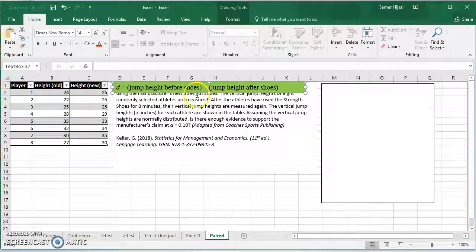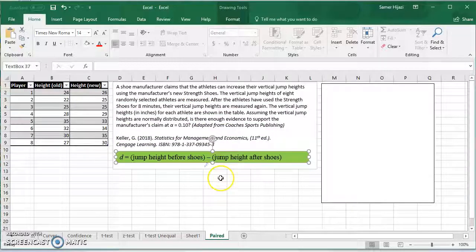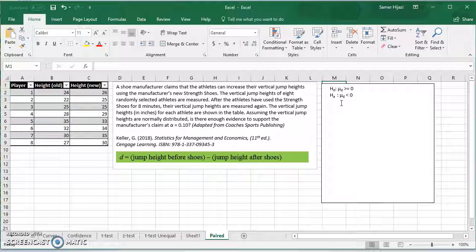which means D is jump height before shoes minus after. Then mu D, in this case, the claim increase means mu D will be negative, less than 0. And we place it in the alternative, which means the null hypothesis will be greater than or equal 0. So mu D less than 0, negative because the old is less than the new, because he's claiming that it increases the vertical jump height.